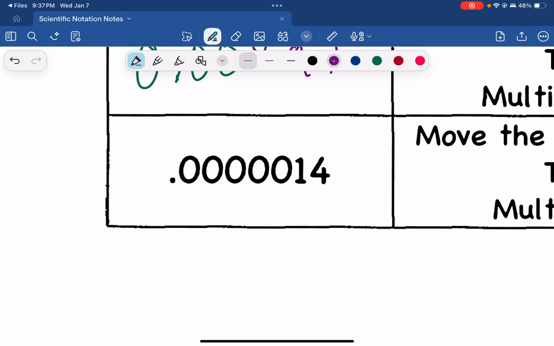So if I go to say this number, just saying the digits in order, I would say 0.00000014. The first thing I said that wasn't 0 was 1. The decimal should go right after that. Let's count over how many times we have to move the decimal to get there. Gotta go 1, 2, 3, 4, 5, 6 moves.